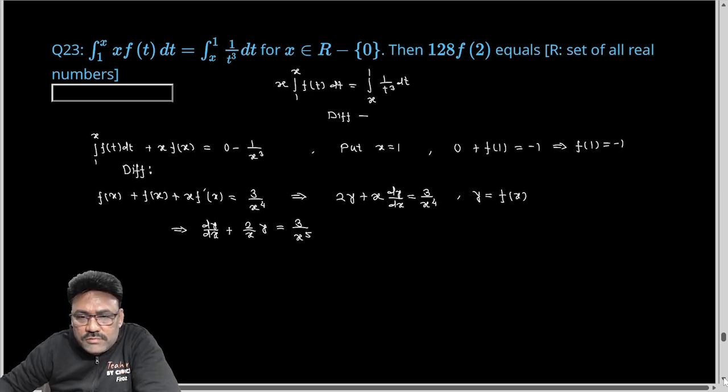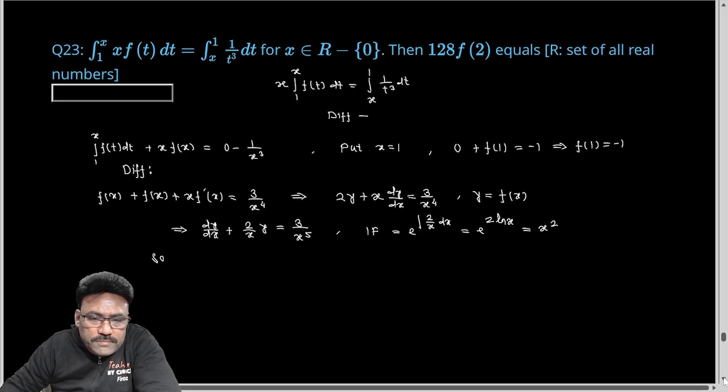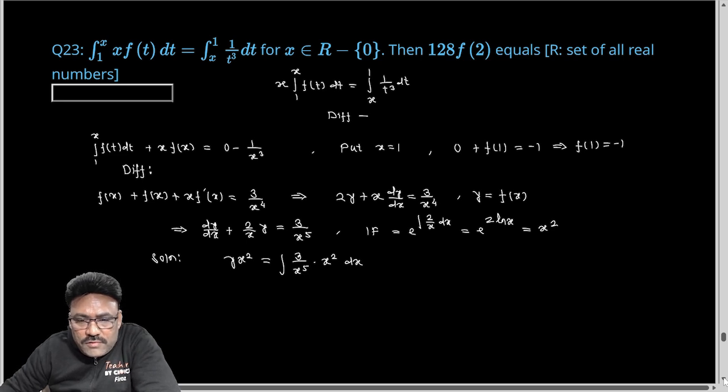Now it is a linear differential equation. Its integrating factor is what? e raised to the integral of p dx, that is 2 by x dx. So it is e raised to 2 log x. It is x square actually. Hence the solution, you can write it as y into integrating factor on the left, and on the right side q into integrating factor. So this is y into x square on the left side, and on the right side you are getting 3 times x raised to minus 3 dx.